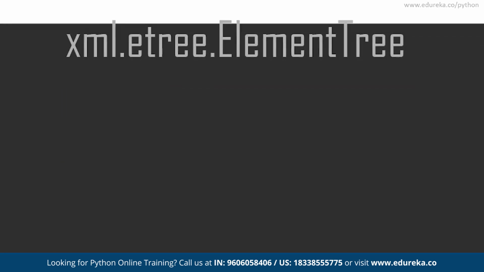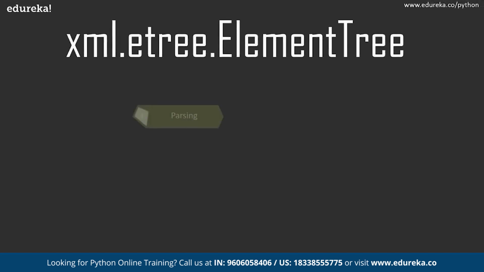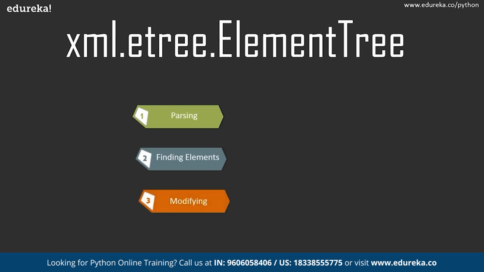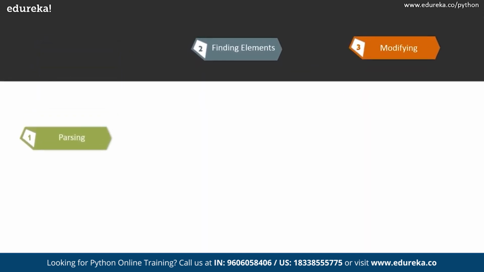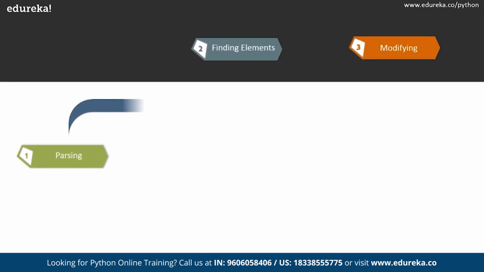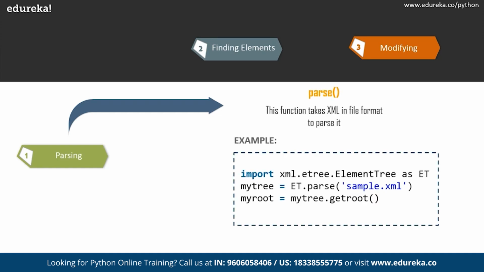In today's session, we'll be seeing how to use this module for parsing, finding elements, and to modify, that is adding or deleting elements from an XML document. So first, let's take a look at how to parse XML using the ElementTree module. There are two ways to parse a file using this module. The first is by using the parse function, and the second is to use the fromstring function. The parse function parses an XML document which is supplied to it as a file.